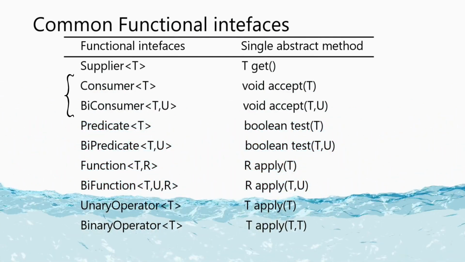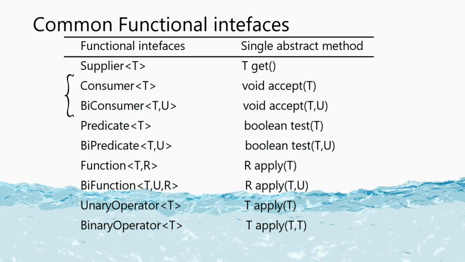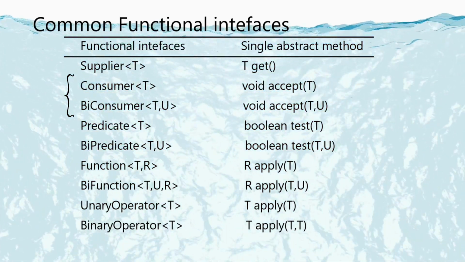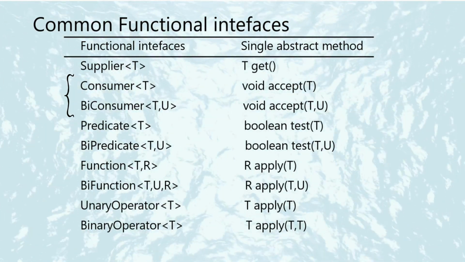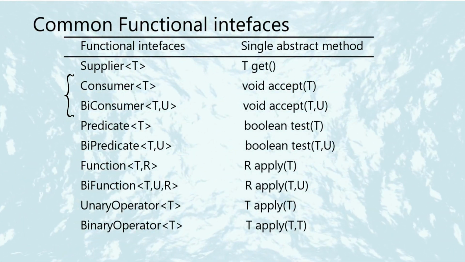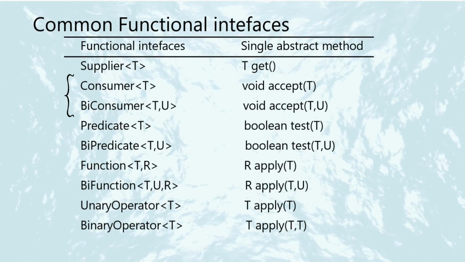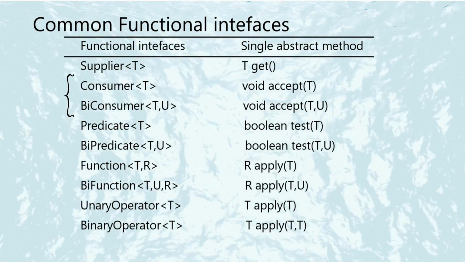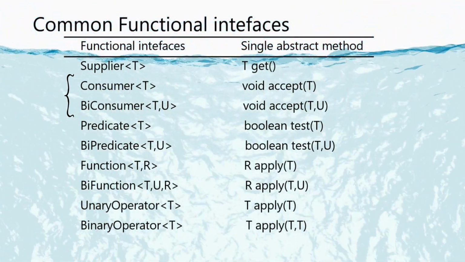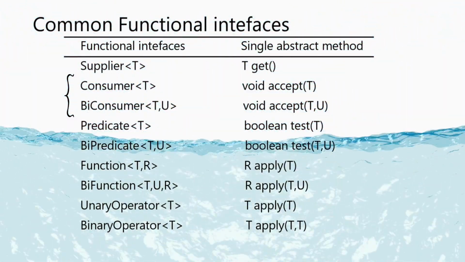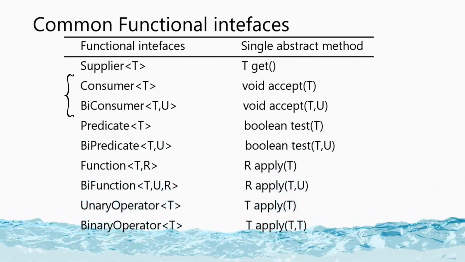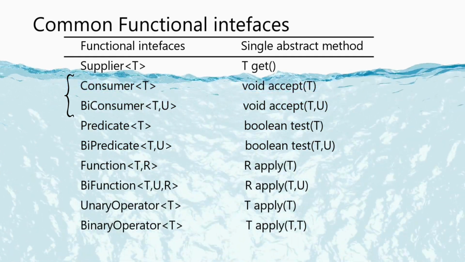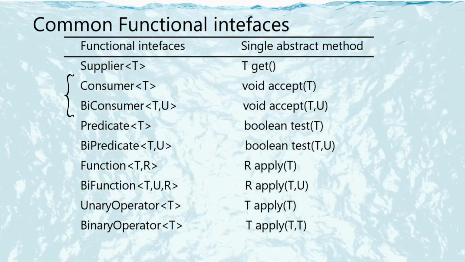Consumer and BiConsumer both have the method accept as single abstract method that will only consume one resource and return void in case of Consumer, and two resources in case of BiConsumer, of type T and U. We can use those to log data, for example.